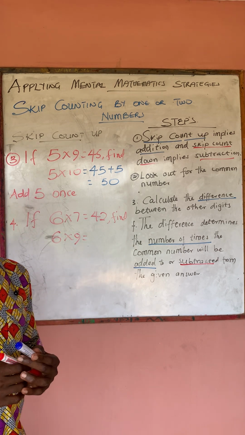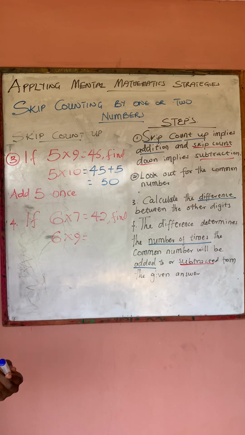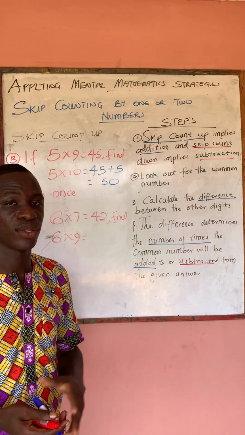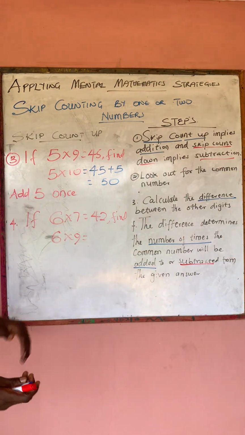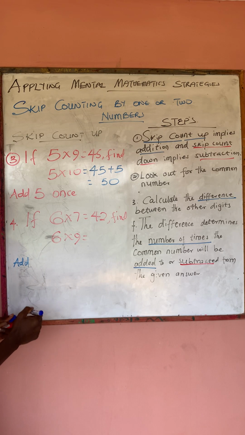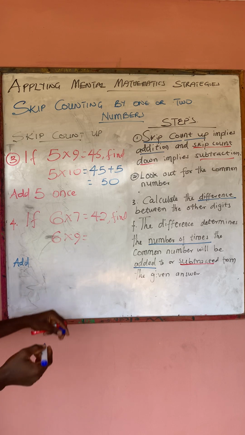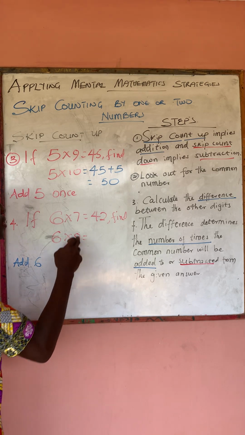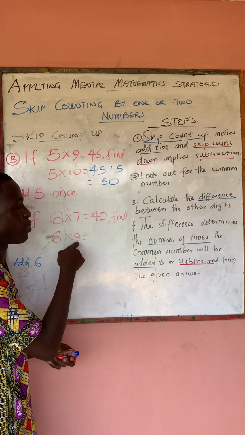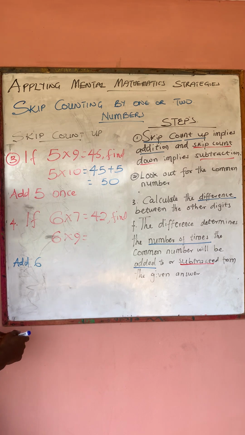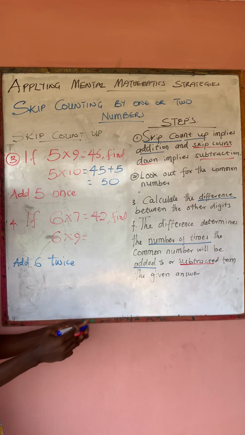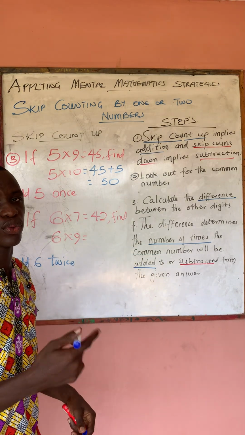So if 6 times 7 equals 42, we have to find 6 times 9. So the question again, are we looking for more or less? Okay, obviously we are looking for more. Alright. So we're going to add. Good. So we add. What is the common number here? 6. So we add 6. Now the difference between 7 and 9 is 2, because when we subtract 7 from 9, we get 2. And since it is 2, we're going to add 6 twice. Don't forget about the number of times. So 2 implies twice or 2 times.